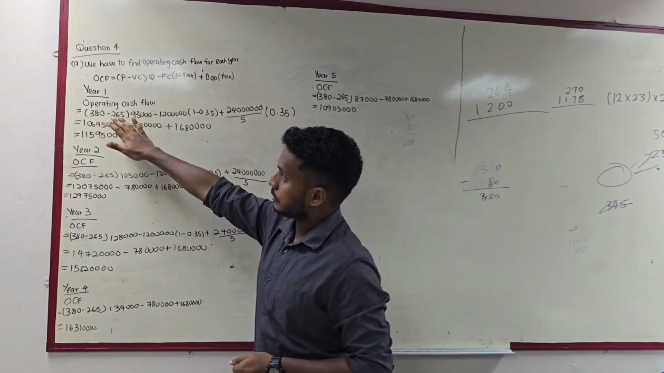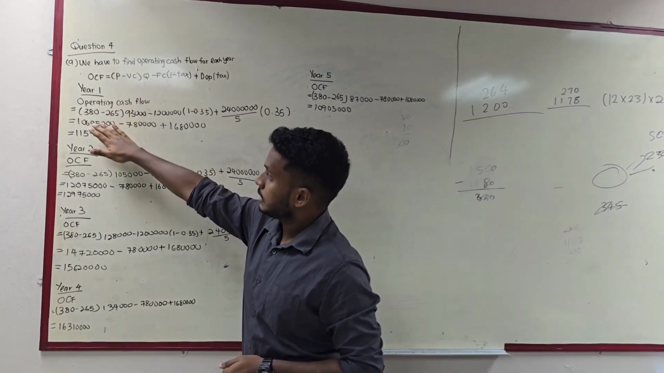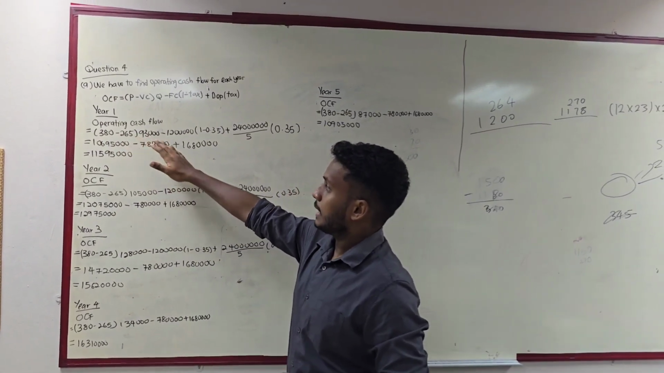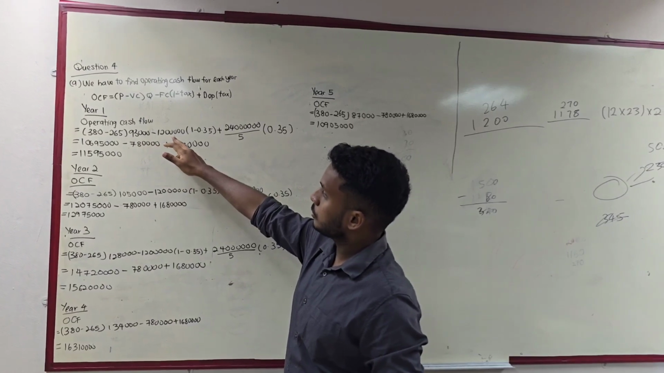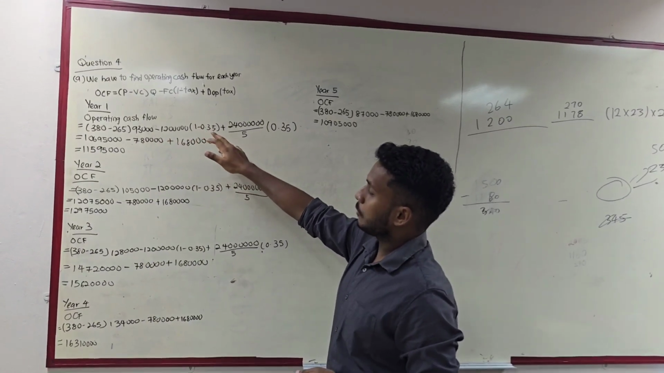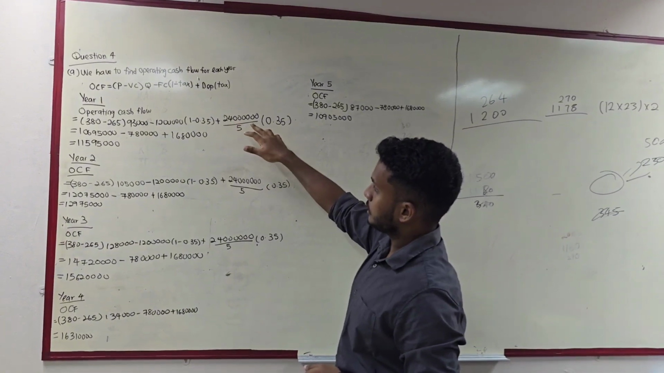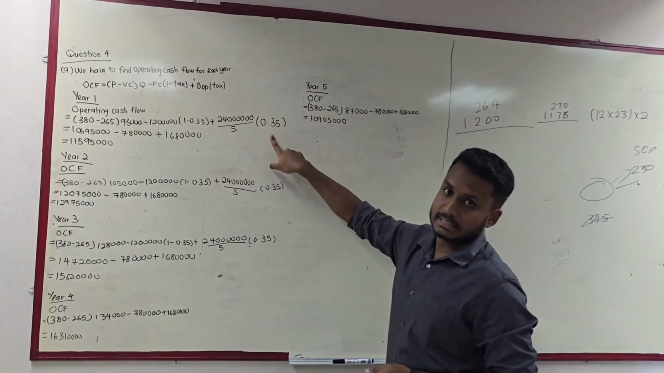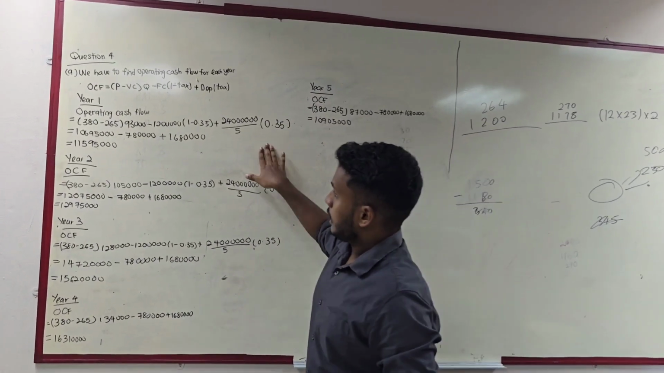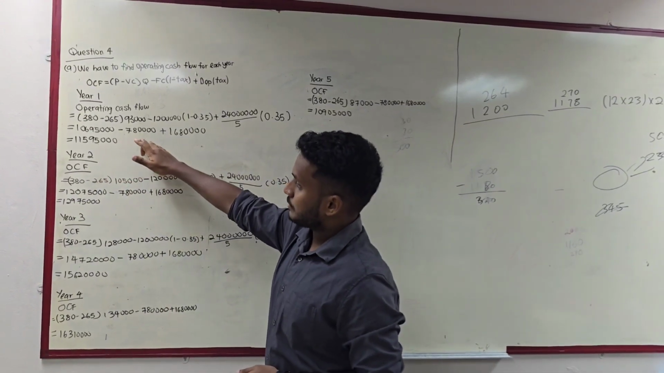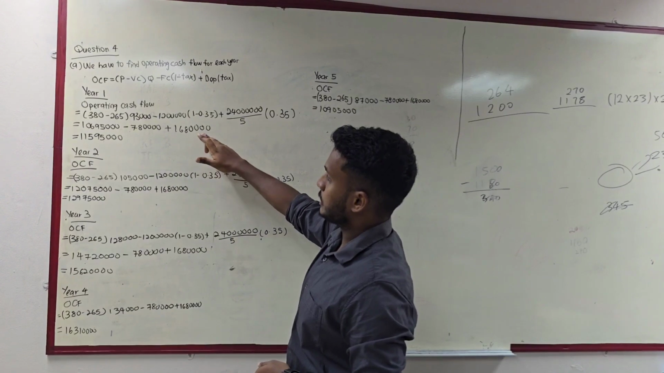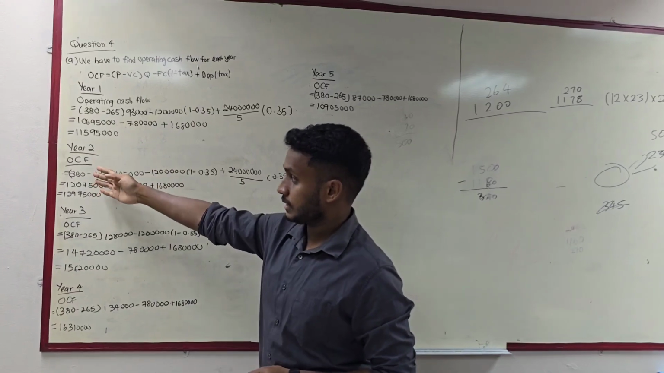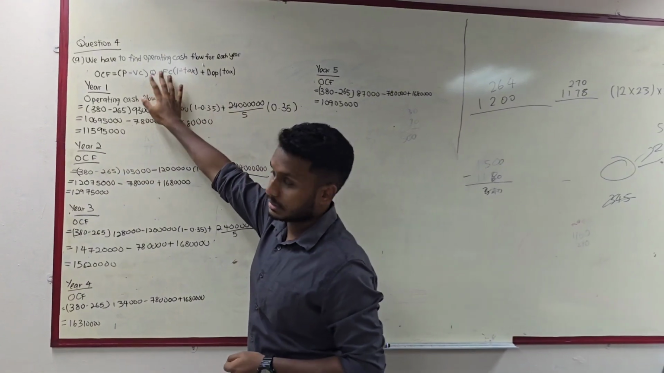So let's see the first year. We have to find the operating cash flow for the first year. So for the first year, (380 minus 265) times 9300 minus 1200000, times (1 minus 0.35), plus 2400000 divided by 5 times 0.35. This 0.35 is the tax, so 35% is tax. So we get 10655000 minus 78000 plus 168000. So the answer will be 11595,000. The same for the second year. All this information we will get from the question itself.